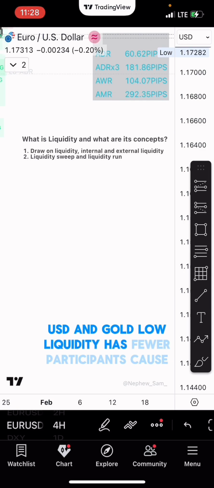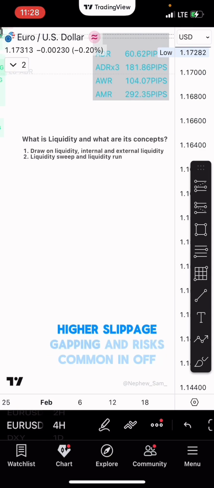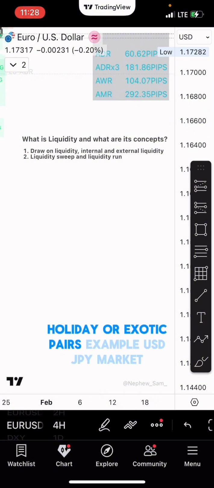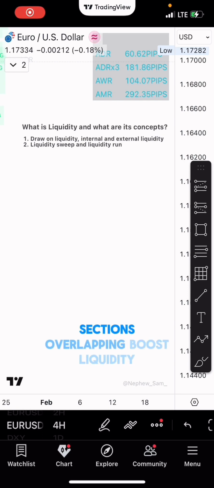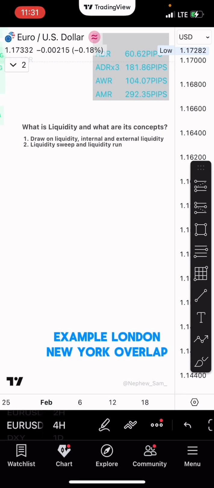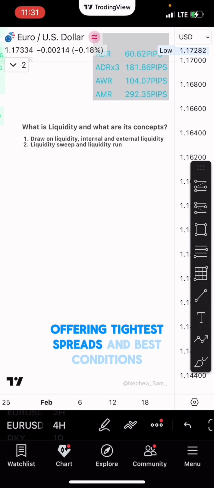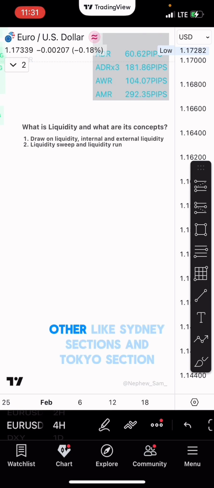Low liquidity has fewer participants, causes wider spreads, higher slippage, gapping, and risks. It is common in off hours, holidays, or exotic pairs, for example USD JPY. Market overlap: sessions overlapping boost liquidity. Example: the London, New York overlap, that's from 2 p.m. to 6 p.m. West African time. It handles 70% of volume, offering the tightest spreads and best conditions. Others are the Sydney session and Tokyo session overlap.